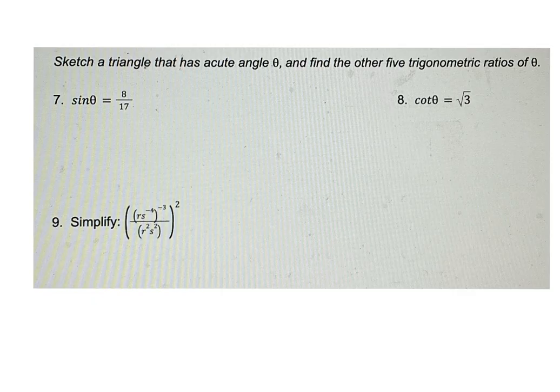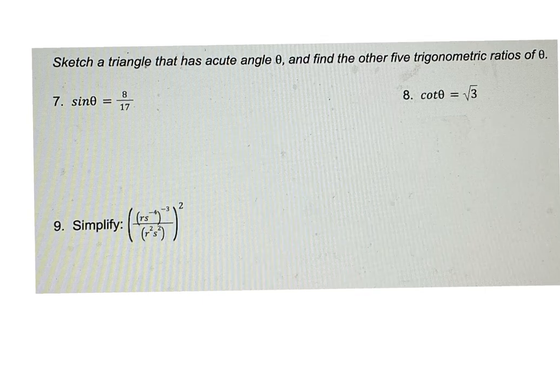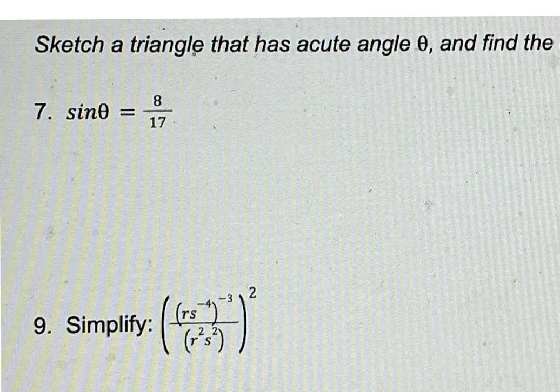All right, number 7 and 8: sketch a triangle. Acute angle theta has the given ratio; find the other 5 trig ratios. This is review from last week. It says sine theta is 8 over 17, so I'm going to draw that triangle. It's up to you where you put your theta. I'm putting mine right there. Sine is opposite over hypotenuse.